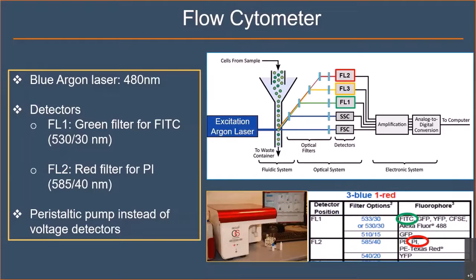And here it shows the FL1, which is used to measure the green dye, which is FITC in this case, and the FL2 measures the red absorption, which is coming out from the propidium iodide used for staining the nucleus. The signal is then amplified and then converted into a light signal, which then can be visualized on the computer. The difference between the benchtop C6 flow cytometer and the conventional flow cytometers is that this flow cytometer uses a peristaltic pump instead of the voltage detectors which are seen in conventional flow cytometers.